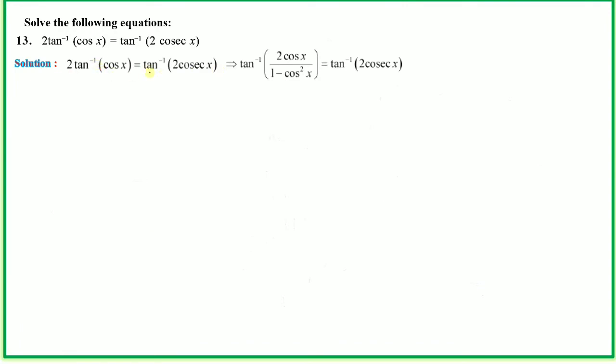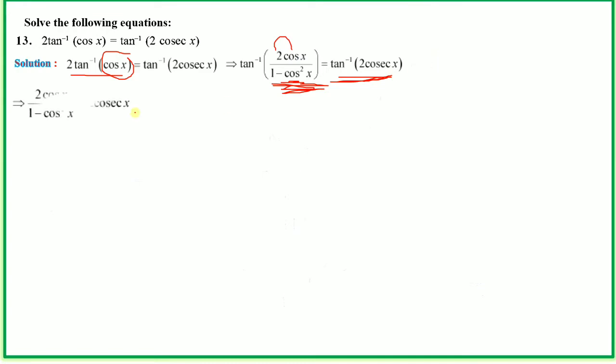Next question, solve the following. Question number 13: 2 tan inverse cos x is equal to tan inverse 2 cosec x. You have to solve, means you have to find out the value of the variable, that is the angle. So for the solution, 2 tan inverse cos x is equal to tan inverse, you know 2 tan inverse x formula is 2x upon 1 minus x square. So instead of x we have here cos x, so that formula we have used, tan inverse 2x upon 1 minus x square, and the right hand side is as it is, tan inverse 2 cosec x.